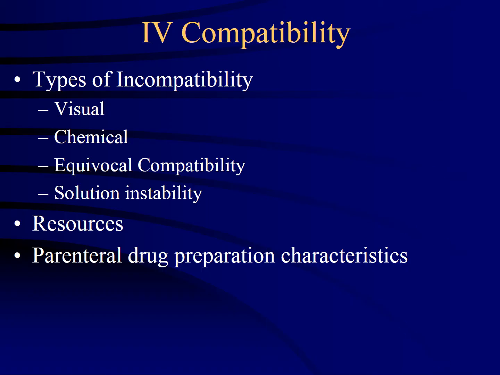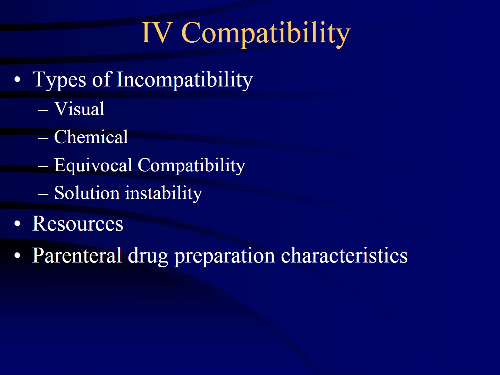There are several types of IV incompatibility associated with IV medications. These include visual, chemical, equivocal compatibility, and solution instability. Visual incompatibility is characterized by the presence of precipitation, visible particles seen floating in the solution, gas formation, where solutions may appear carbonated, color change, or turbidity, where medications do not mix easily into a solution. Drug references will tell you the correct appearance of an admixed medication in a solution.